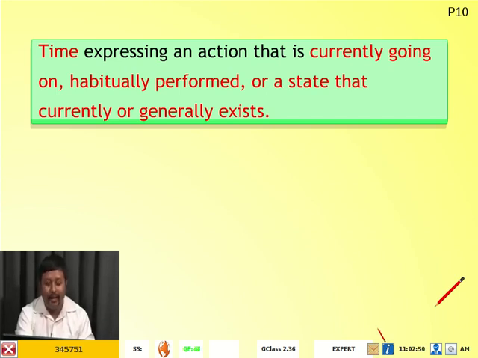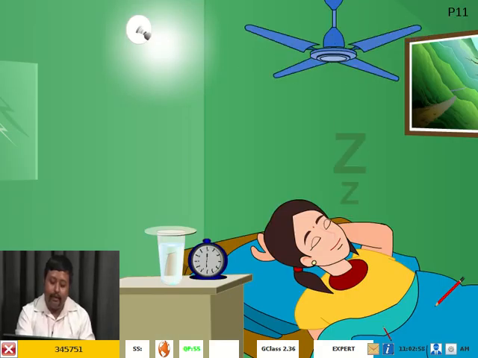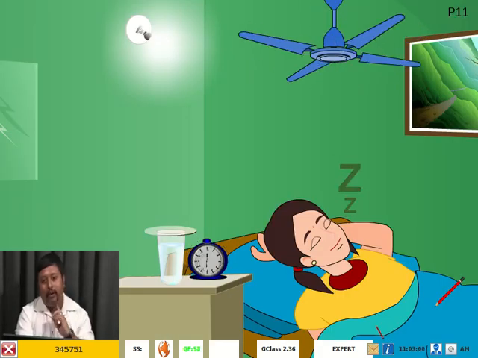Are we all ready? Fine then. Let's start. All these things are what? This is present tense. So now, first line is what?